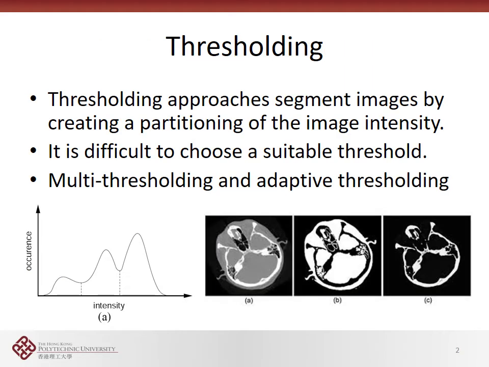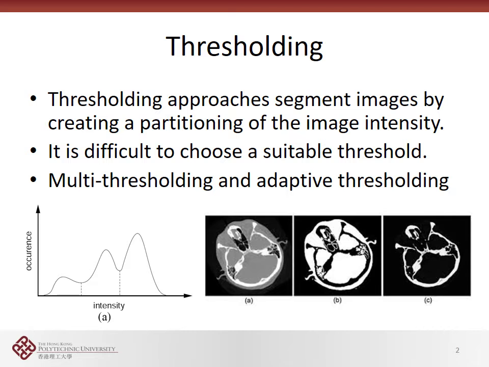Then we introduce some famous and widely used segmentation algorithms. The first one, and the most widely used, is the thresholding algorithm. In such an algorithm, we segment images by creating a partitioning of the image intensity. For example, we specify an intensity threshold and use this threshold to partition the image into two parts.